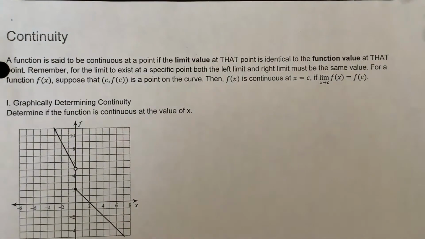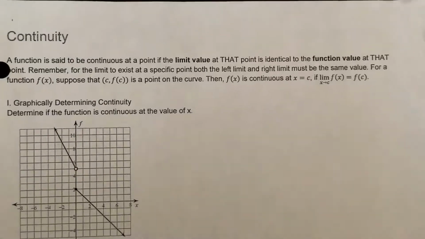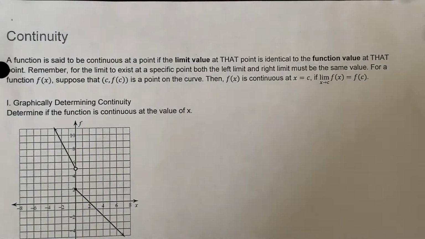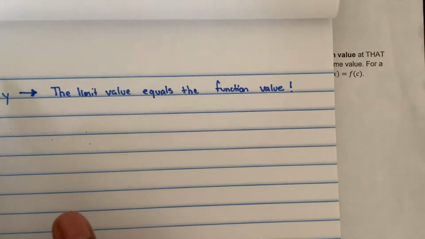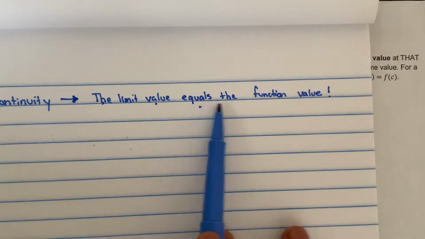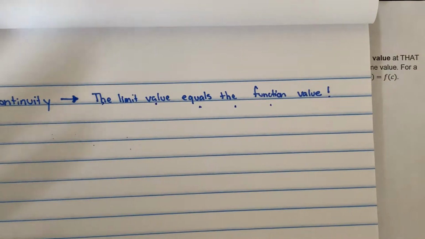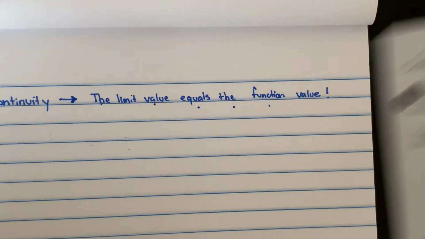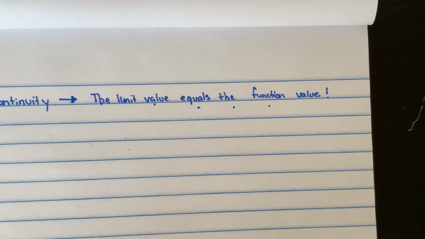This video covers continuity. There's a fancy definition of continuity at the top because I want you to speak like mathematicians, but let's talk about a simplified definition of continuity. Continuity is basically the limit value equals the function value. That's how we know a function is continuous. Let's look at some examples where continuity fails.